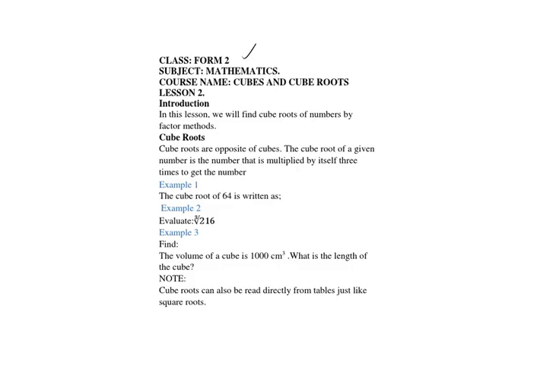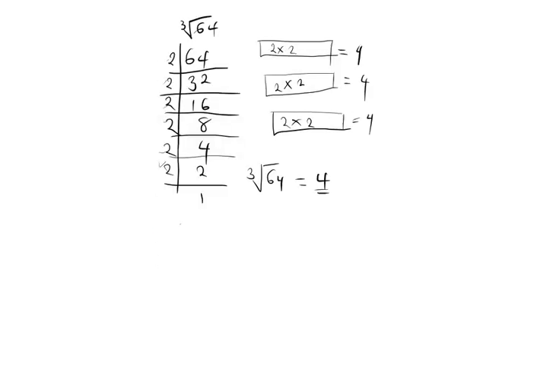Example 2, we are told to evaluate and we are given the cube root of 216. So for the cube root of 216, we have to express 216 into its prime factors. So we divide by 2, we get 108. Divide by 2, we have 54. When we divide by 2, we have 27.